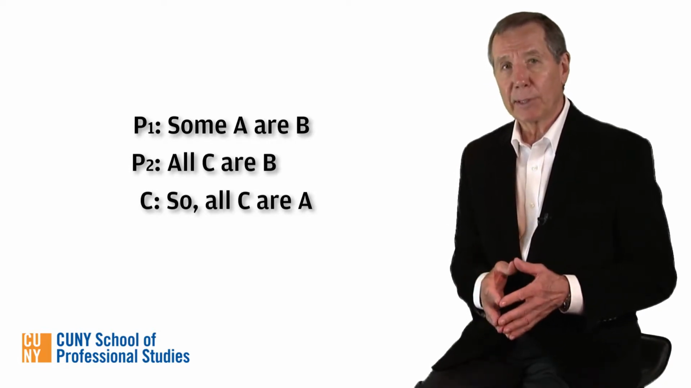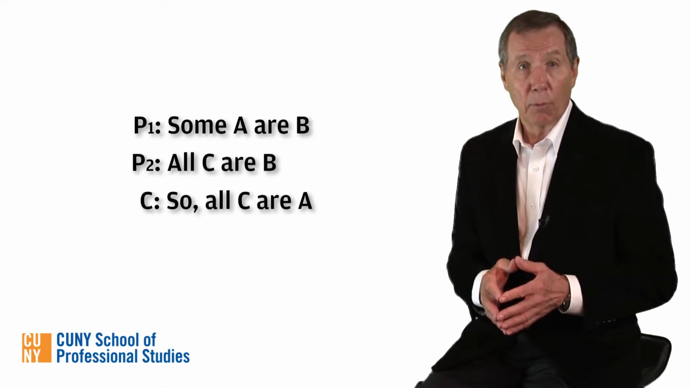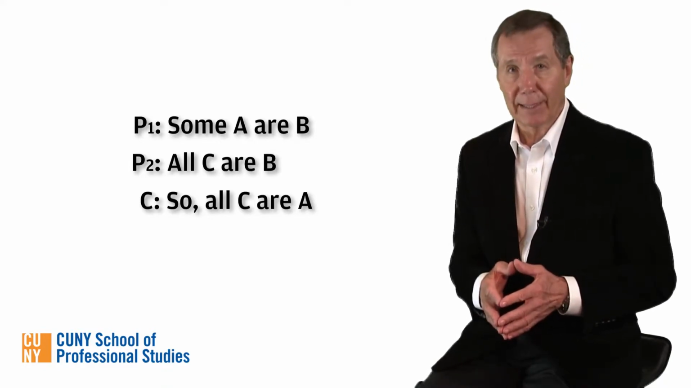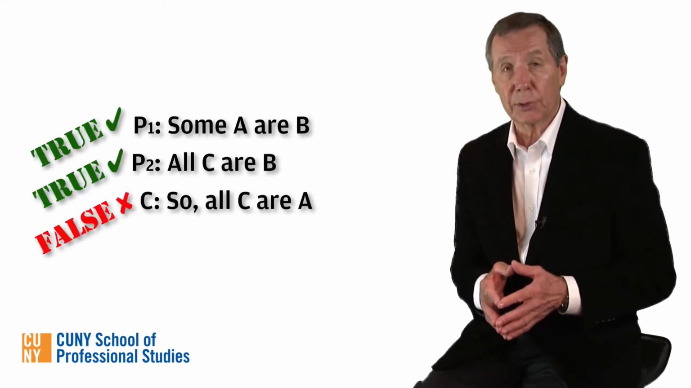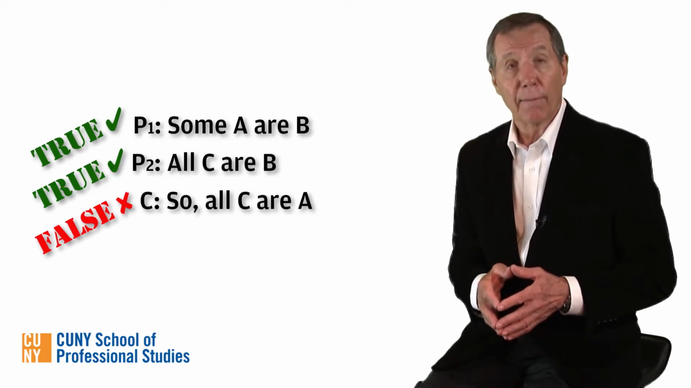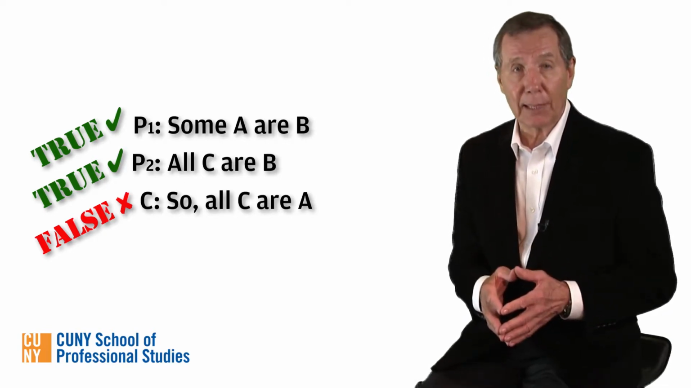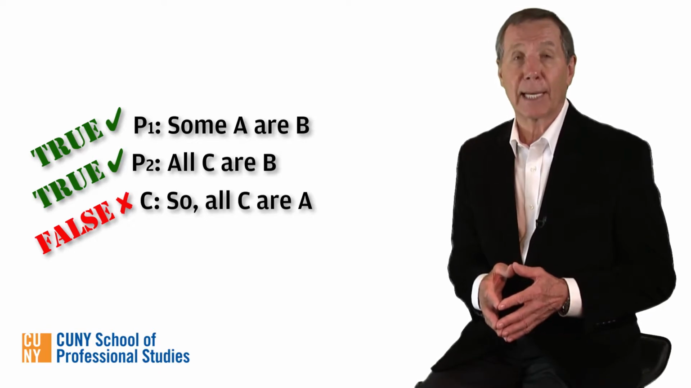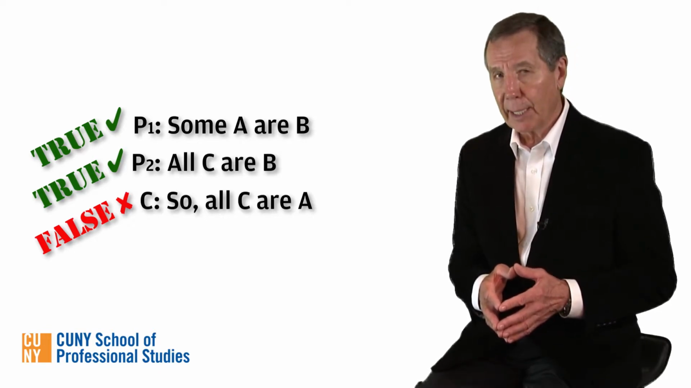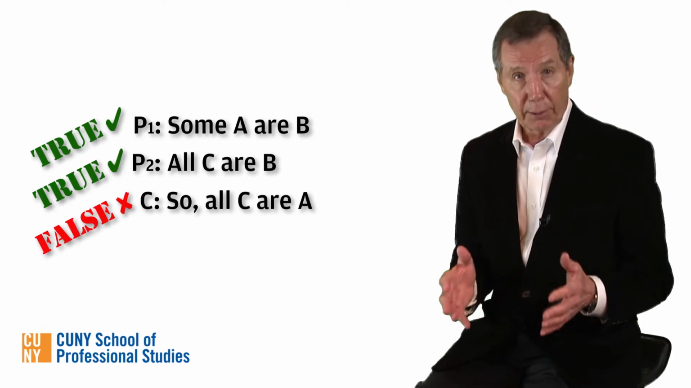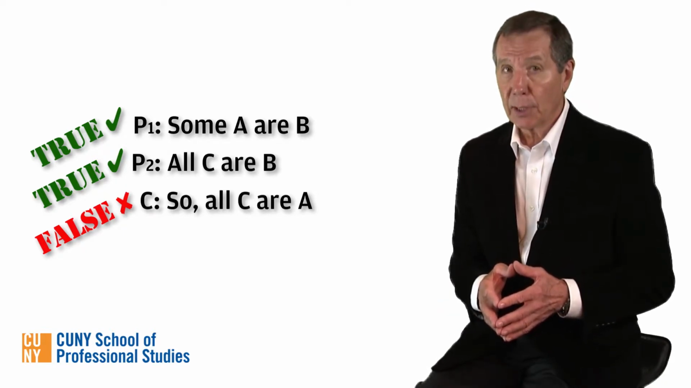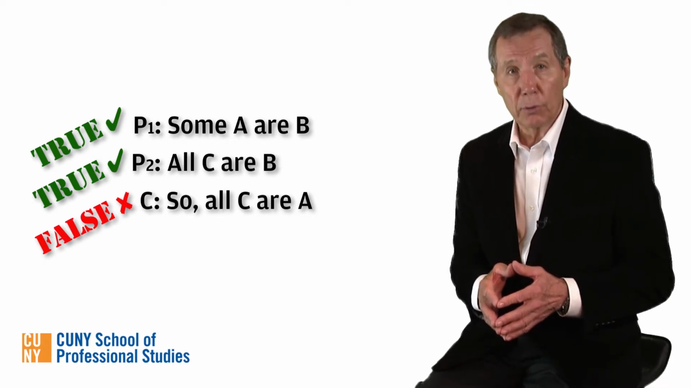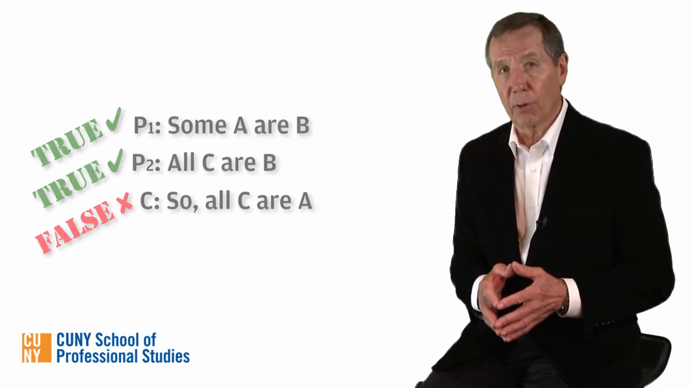To prove that the original snake argument is invalid, we would have to show that this form is invalid. For a valid form, as we know, it's impossible to plug things into the placeholder letters and get true premises and a false conclusion. So for an invalid form, it is possible to plug things into the blanks and get that result. That's how we create our counterexample. We plug things in for A, B, and C in an attempt to find a case where the premises turn out true and the conclusion turns out false.